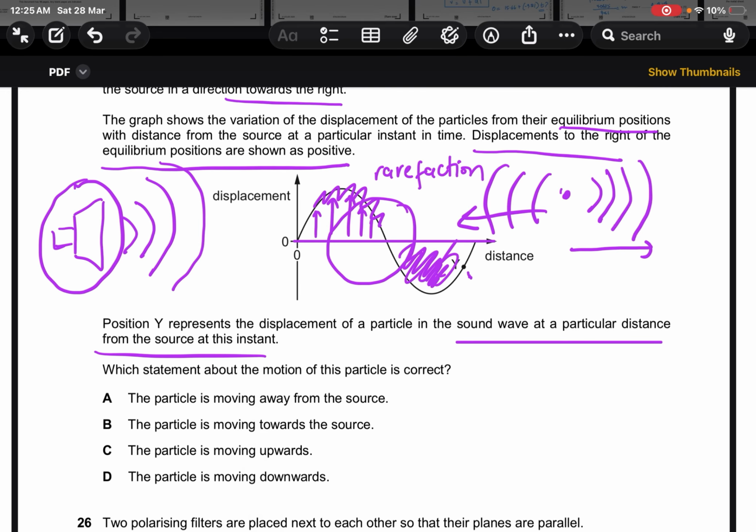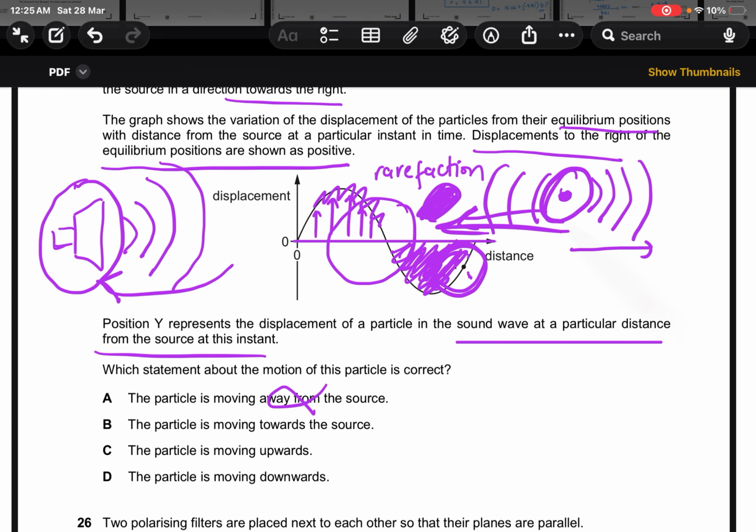Which statement about the motion of the particle is correct? The particle is moving away from the source? No. The y particle is moving towards the source because the displacement is towards the left. Left displacement means this is the equilibrium position, this is your source, the particle's displacement is towards the left, towards the source, away from the equilibrium position. The particle is moving towards the source, that is correct.